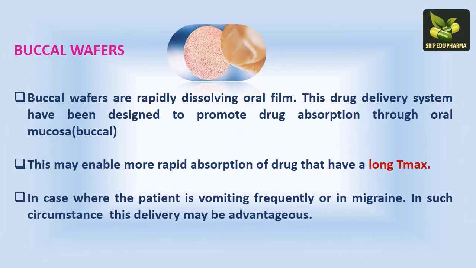Next category includes buccal wafers. These are also commonly used buccal dosage forms. These are actually rapid dissolving oral films, and they have been designed to promote drug absorption through the oral mucosa. This enables rapid absorption of the drug with a short Tmax, and it is given in the case of patients who are frequently vomiting or have a migraine. In such situations, buccal wafers are very good alternatives.